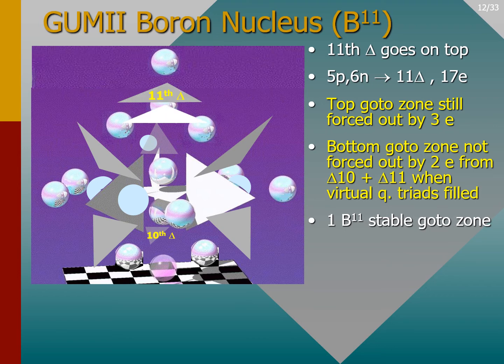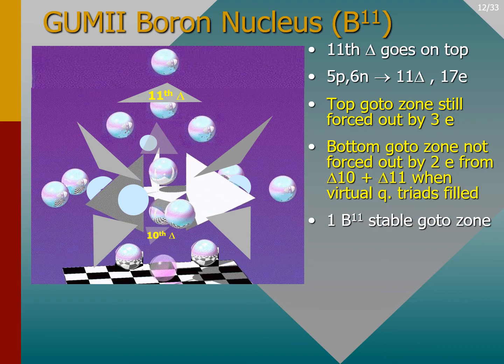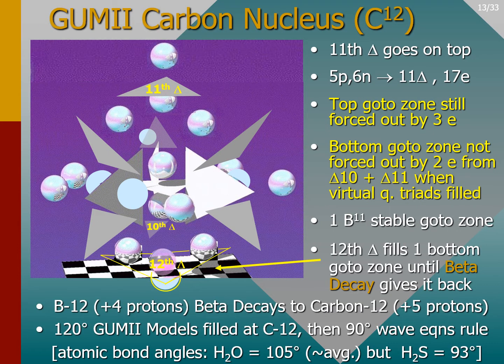Note there is 1 stabilizing go-to zone at the bottom of the boron-11 model, because evidently 2 electrons aren't enough to force out a go-to zone when all the virtual quark triads have been filled. So this is a stable nucleus. By the time the 12th triangle is added on the bottom for carbon, all the tightly coupled structures are used up. The 3 quark electrons on top will attract triad 11, and a similar set of quark electrons on the bottom will attract triad 12.